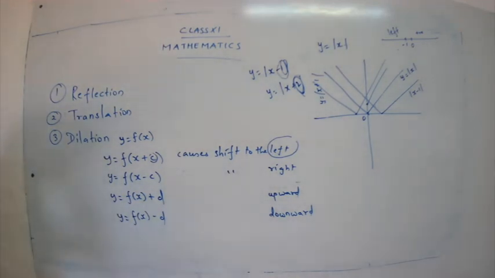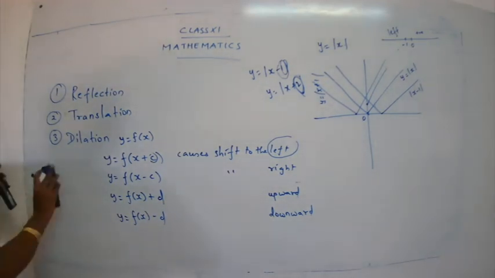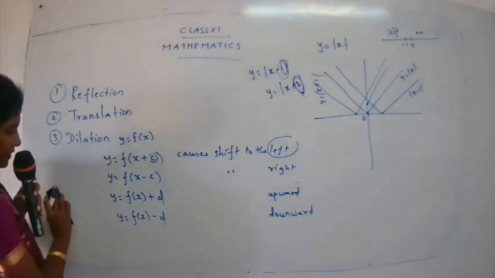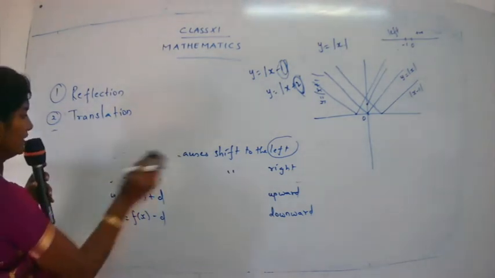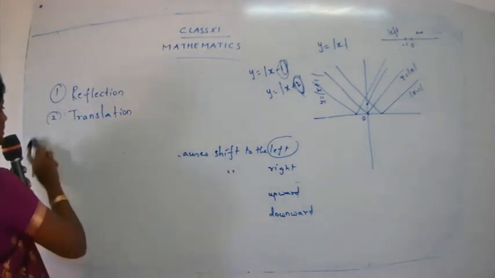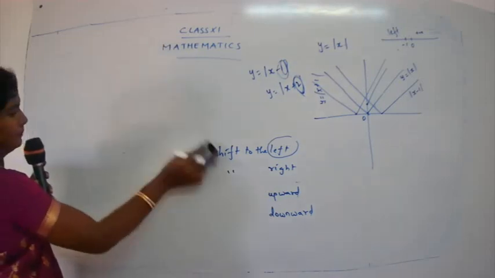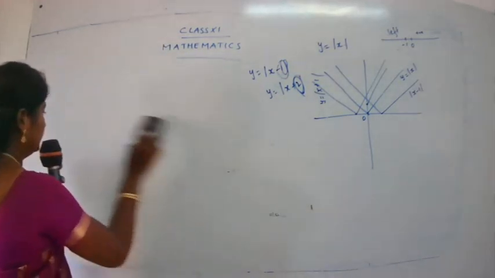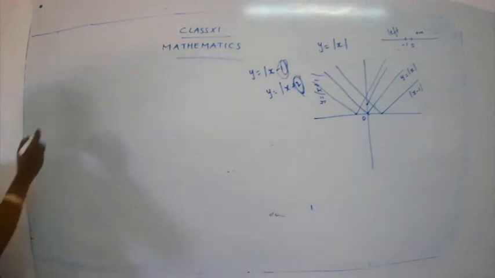Now what is a multiplying factor? I'll just give you an example and later on I'll explain the meaning of multiplying factor and so on. I hope you're clear with the first 2 transformations. So let's go for the next transformation. The third one is dilation.